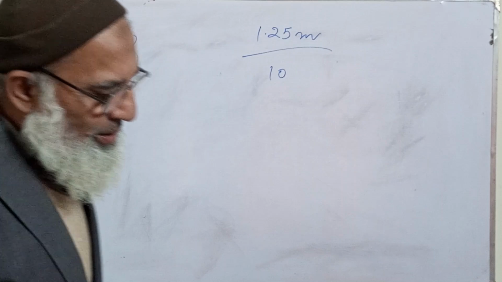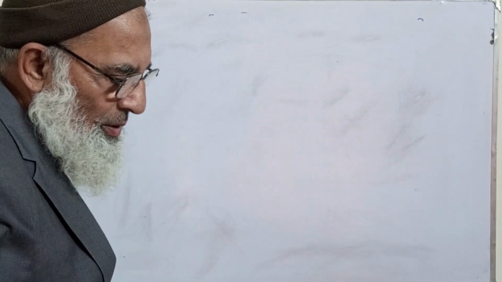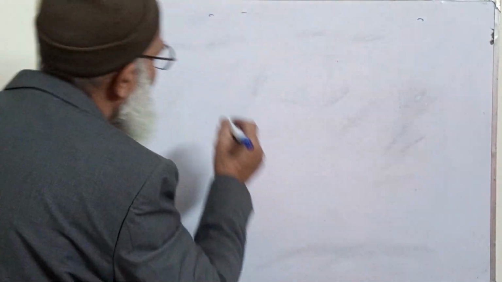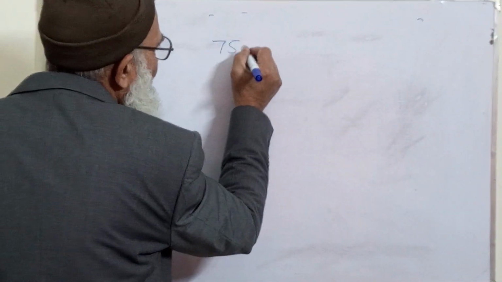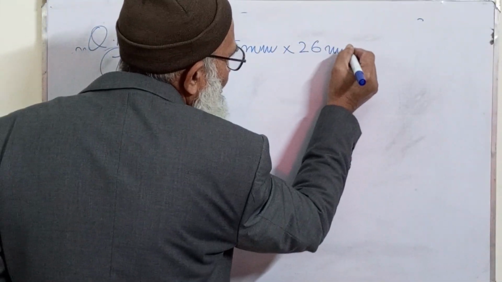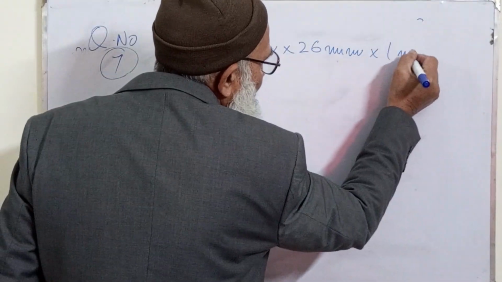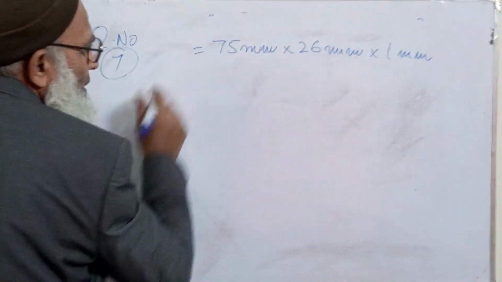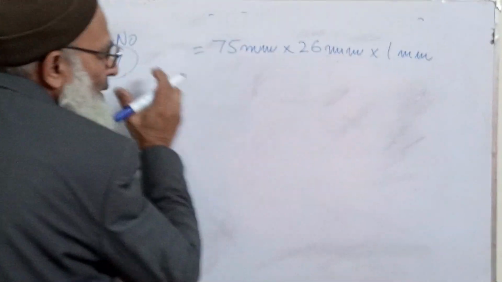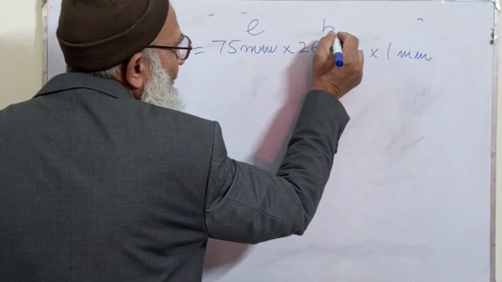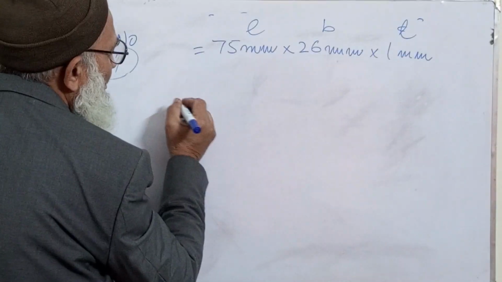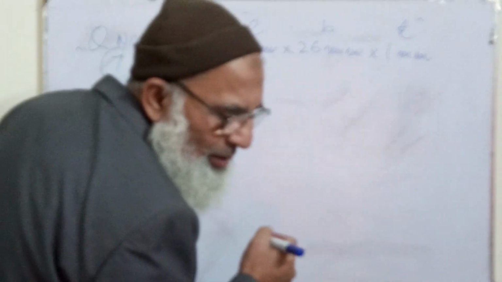Okay, 6 done. Okay, question number 7. Question number 7: a glass slide is given to you, and the glass slide measures 75 mm multiplied by 26 mm multiplied by 1 mm. Now this is a broken volume, a bifurcated volume, because this is length, this is breadth, and this is thickness. Okay. Now the other thing given to you is density.